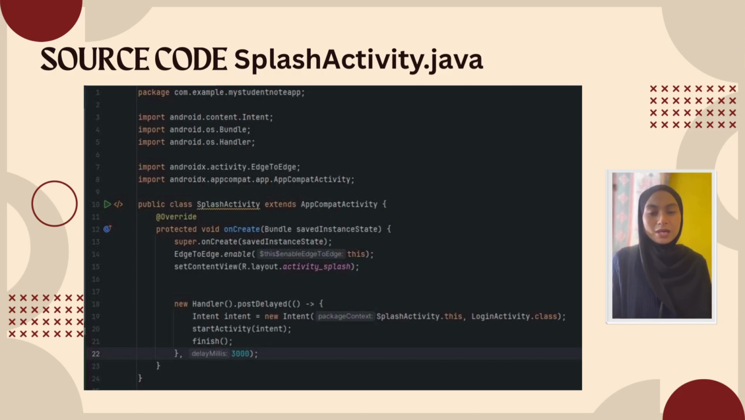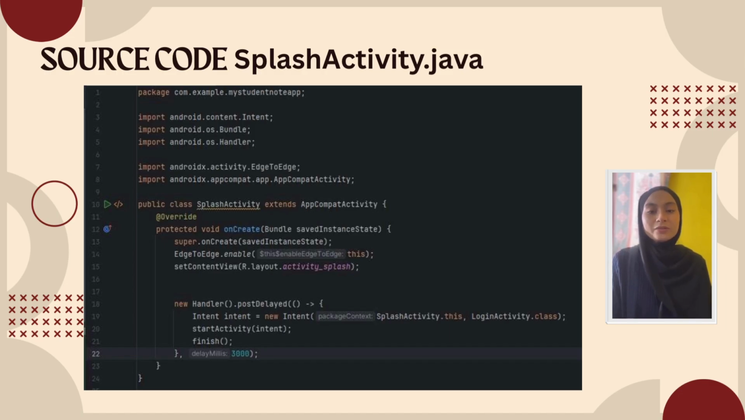Line 11, activity declaration. The code starts by declaring the class, public class SplashActivity extends AppCompatActivity. This is the activity where our splash screen runs. Next, move to line 13, layout connection. Here we have setContentView(R.layout.activity_splash). This line connects this Java code to the visual XML layout we have discussed previously.